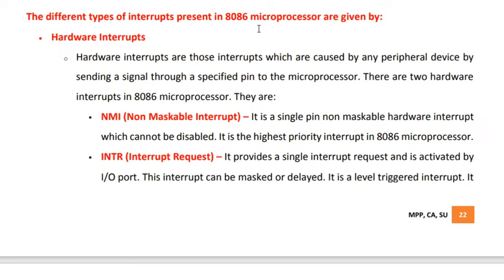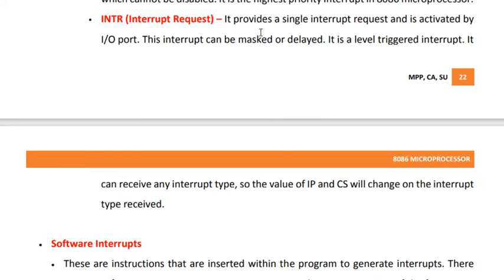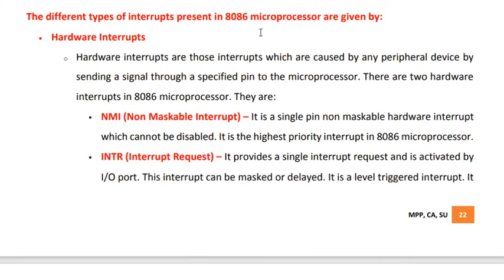Likewise, we have INTR, that is interrupt request. It provides a single interrupt request and is activated by IO port. This interrupt can be masked or delayed. It is a level triggered interrupt. It can receive any interrupt type, so the value of IP and CS will change on the interrupt type received. So depending upon the type of interrupt received, the value of IP and CS will change accordingly.